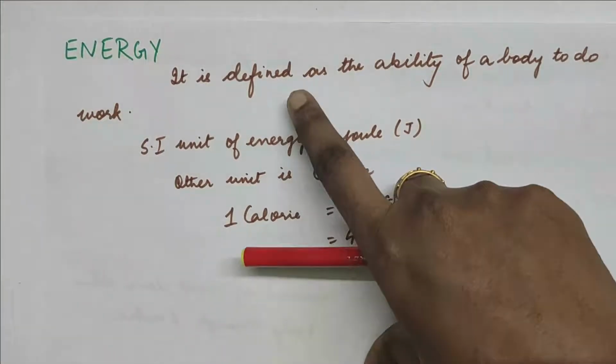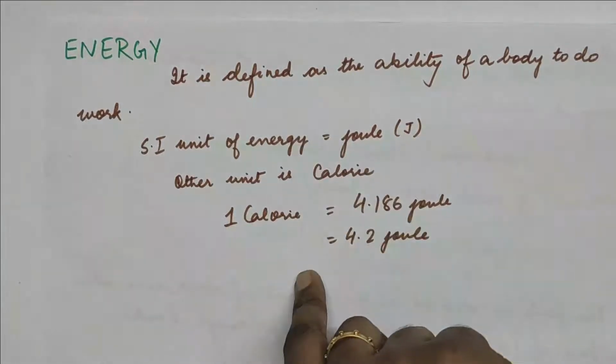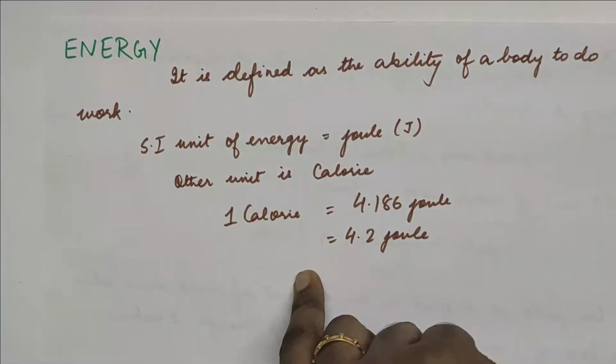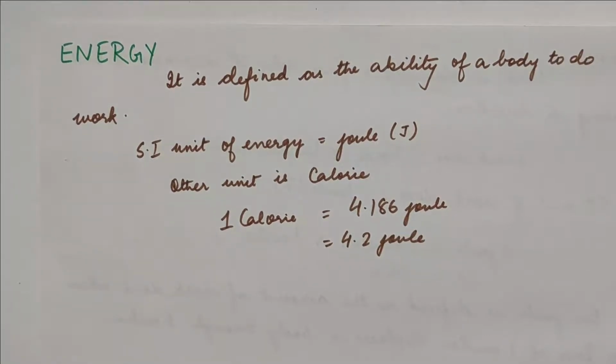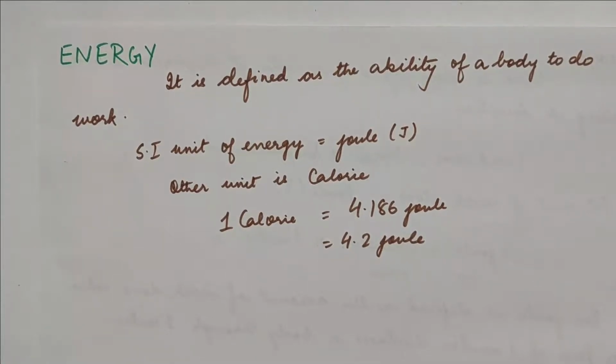So you know that the SI unit of energy is nothing but joule. So how do I define energy? It is defined as the ability of a body to do work. There are some other units of energy as well, like calorie and erg. 1 joule is 1 Newton meter. In terms of calorie, 1 calorie is equal to 4.186 joules, or we round it off to 4.2 joules. So remember that 1 calorie is equal to 4.2 joules.